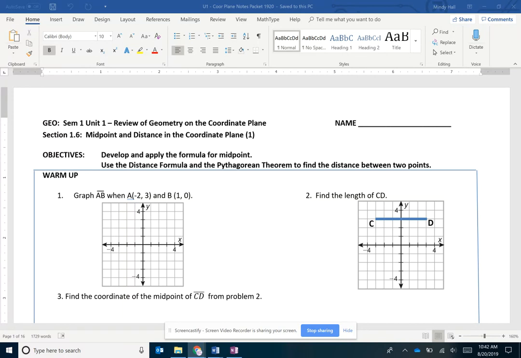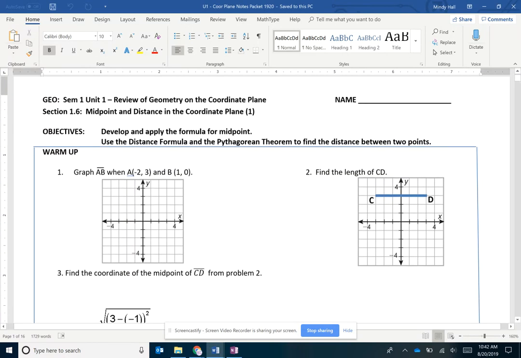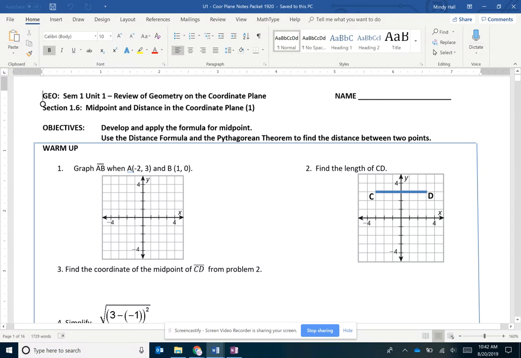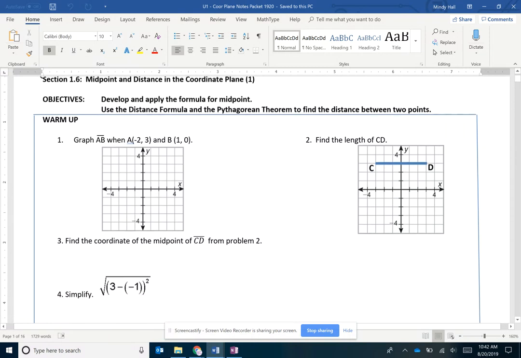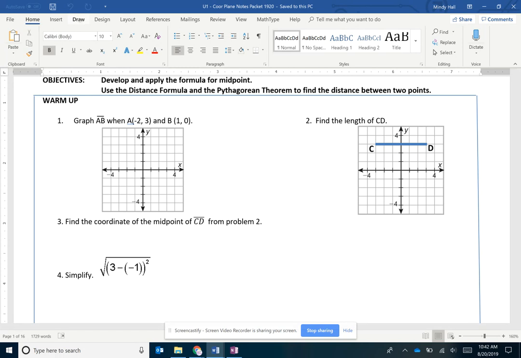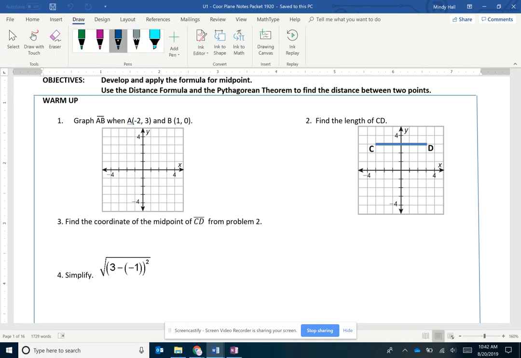video. So we are going to review some coordinate plane stuff and midpoint and distance formula and Pythagorean theorem. It's going to be a grand old time. So starting off, just a quick warm-up.